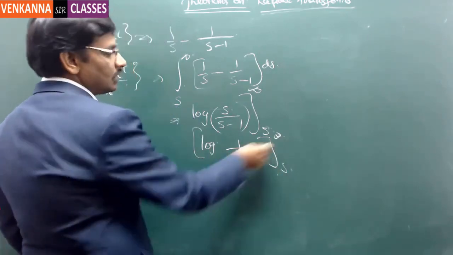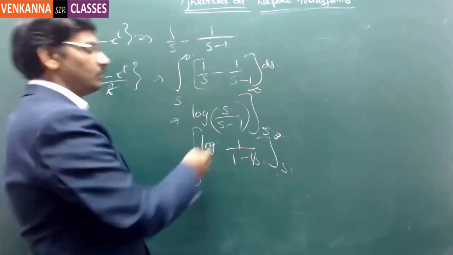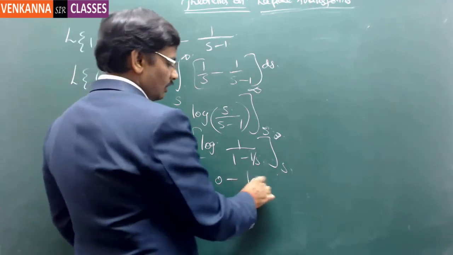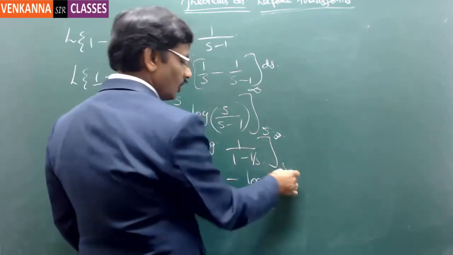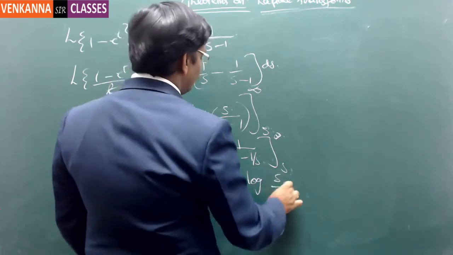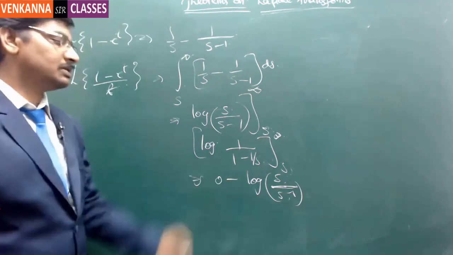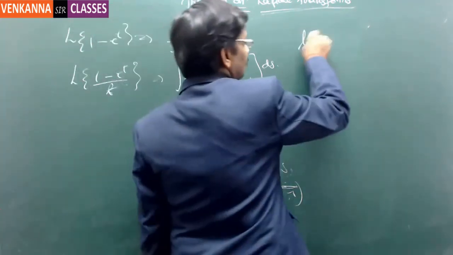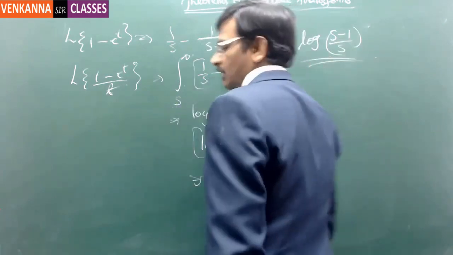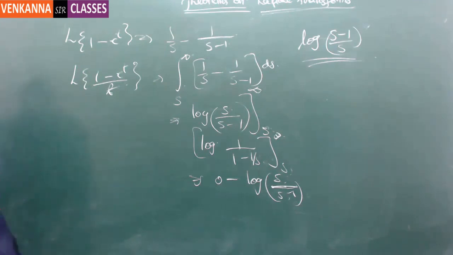When you substitute the upper limit infinity, 1 by infinity is 0. Then this will be log 1, and log 1 is again 0. So 0 minus the lower limit substituted, which is log of s by (s minus 1). But this is minus of that, so it is log of (s minus 1) by s. This is the Laplace transform after dividing with t. Understood? Or do you have any questions on this?